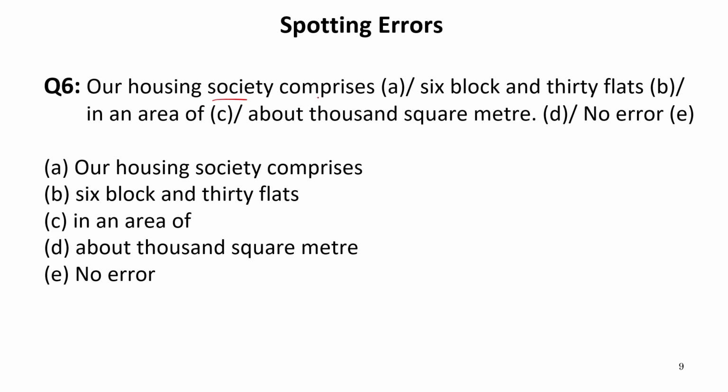Our housing society comprises 6 blocks and 30 flats, in an area of about 1000 square meters. Now 6 is plural and here it is written block, which is incorrect. It should be blocks in place of block. Therefore the error is in part B. So our answer is B.